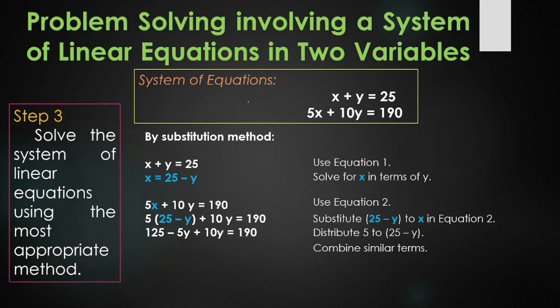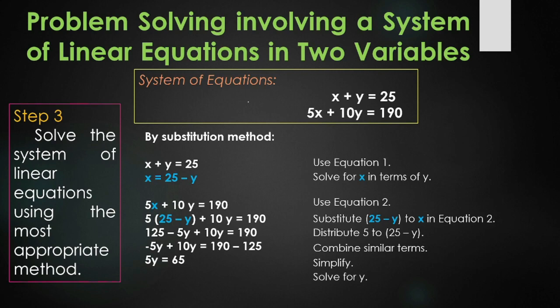Combine similar terms. So we combine negative 5y plus 10y. Then on the right side of the equation, we have 190 minus 125. Perform the operations to simplify. Negative 5y plus 10y is 5y. And 190 minus 125 is 65.